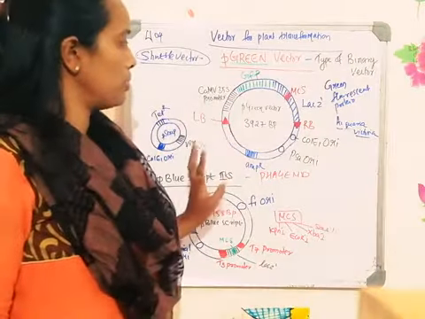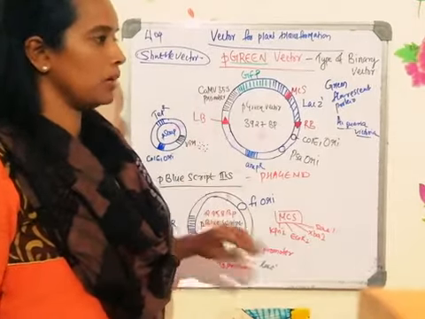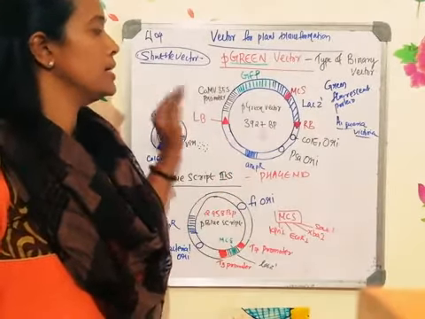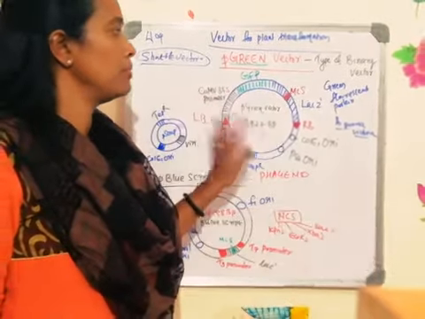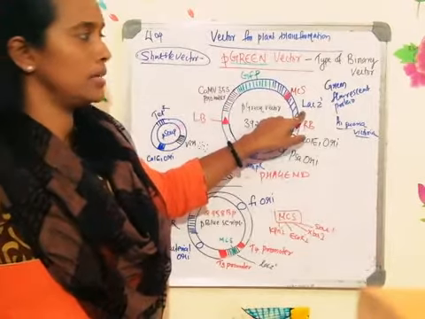So one more thing you need to remember, this is a pUC derived vector. Okay, pUC derived vector. Why is it called a pUC derived vector? Because it has some sequences which are similar to pUC. So the pUC vector, all of you remember, last semester we discussed in detail about pUC.